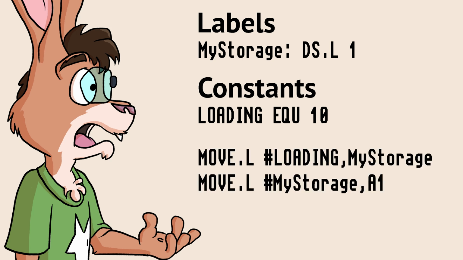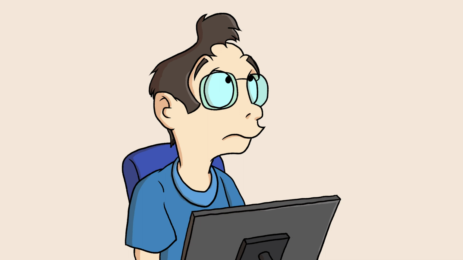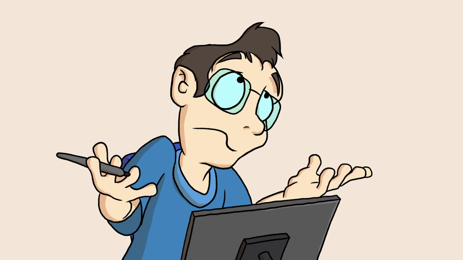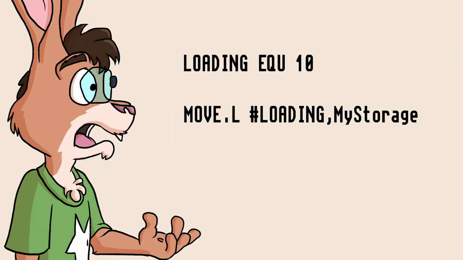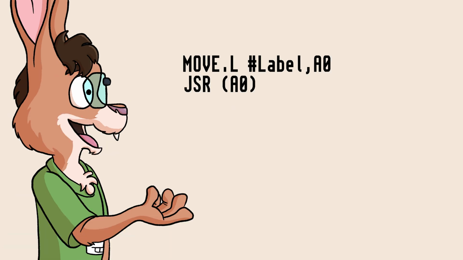For this, you use... Hey, is it a hashtag or a pound sign? I'll just use hashtag. Maybe that'll help with search results. When you use hashtag number, you mean that number. When you use hashtag name of variable, which is really hashtag label, you mean that address within your program. This allows you to make subroutines you can jump to as well.